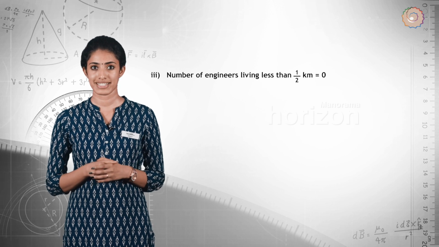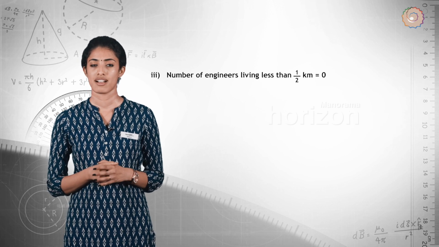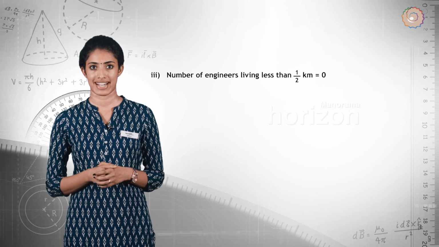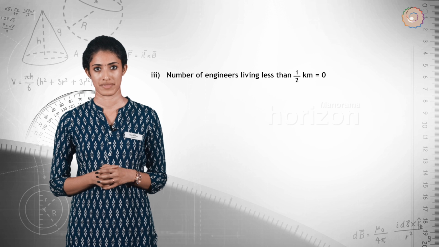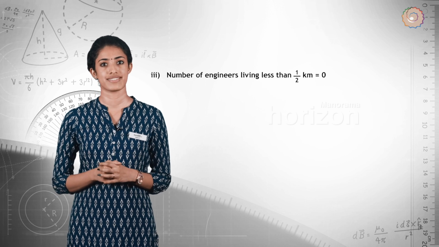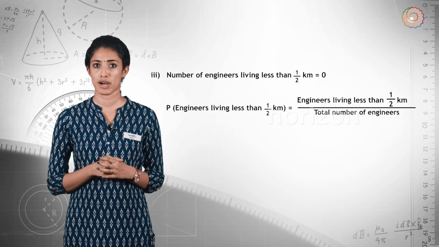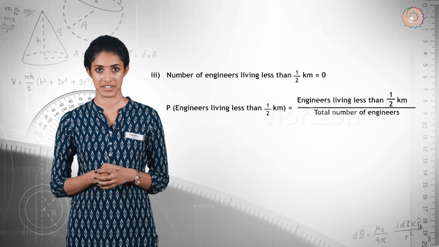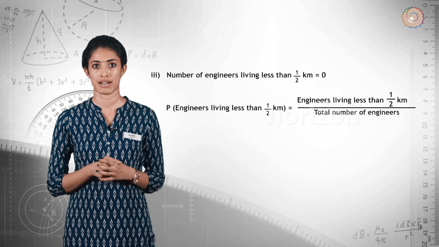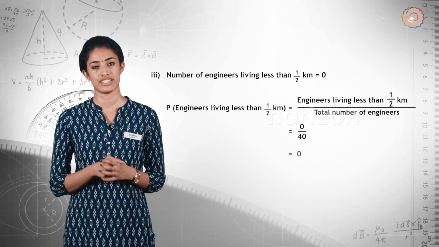Now, let's find the number of engineers living less than half a kilometer. From the data, we observe that the minimum distance at which an engineer lives is 2 km. Therefore, there are no engineers living less than half a kilometer. Therefore, the probability for the same is the number of engineers living less than half a kilometer divided by the total number of engineers, which is equal to 0 divided by 40, giving you 0.